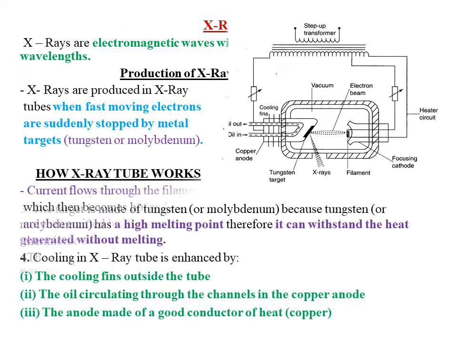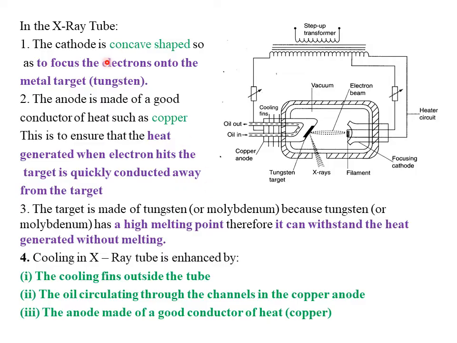Next, we look at how various features enhance the working of an X-ray tube. In the X-ray tube, the cathode is concave shaped so as to focus the electrons onto the metal target, which is usually either tungsten or molybdenum. Remember, you can also say that the cathode is concave shaped so as to focus the electron beam onto the metal target. You can see this is what we are calling our cathode.